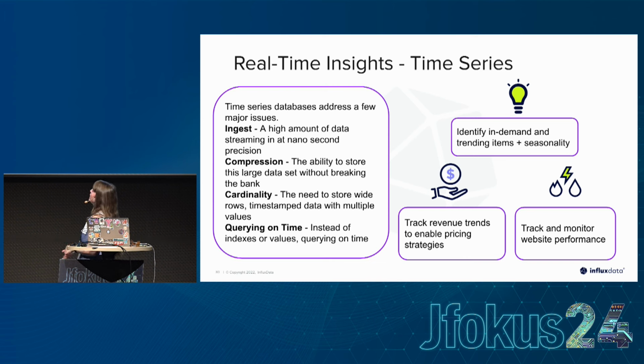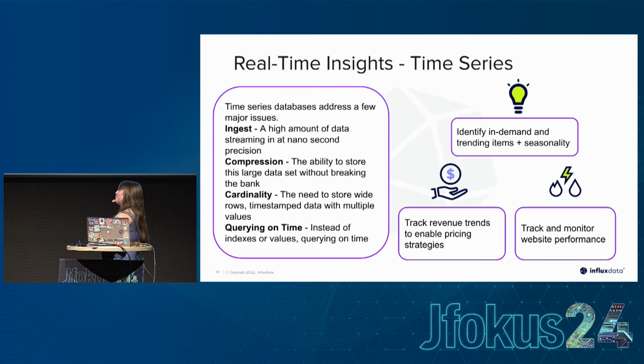But basically, it's good for high ingest data, things like IoT devices, the ability to compress that large data set that you're going to get from things like IoT without breaking the bank, the need to store multiple wide rows, timestamp with multiple values. And instead of indexes or values, you're querying based off of time. Like I said, the primary index in a time series database is always going to be the timestamp to make it faster for you to do a query like, in the past 5 minutes, what was the average temperature on machine 12, for example. It can obviously be used to identify in-demand and trending items plus seasonality.